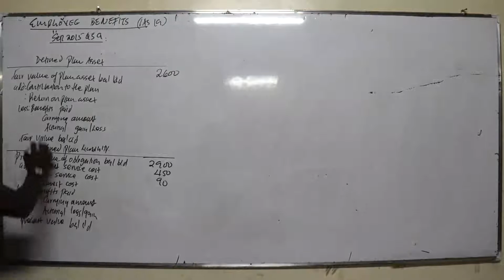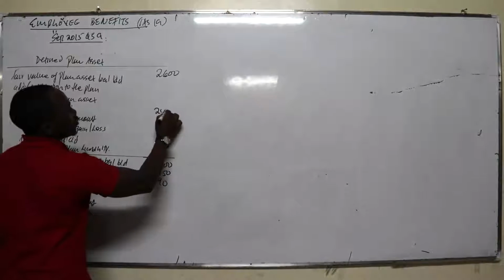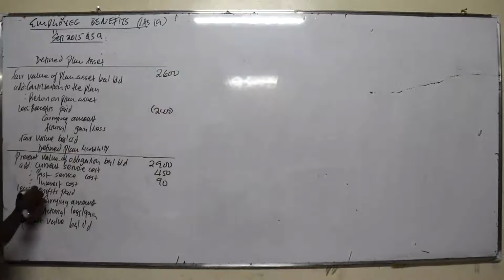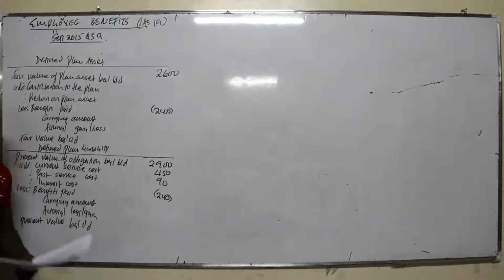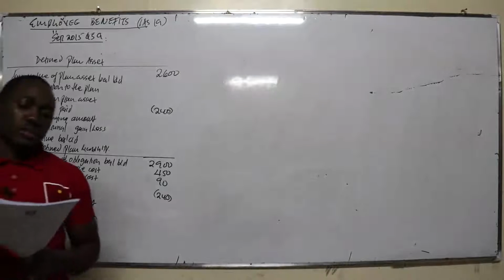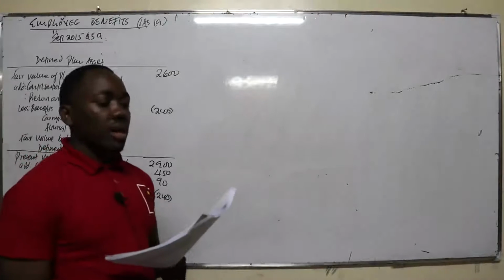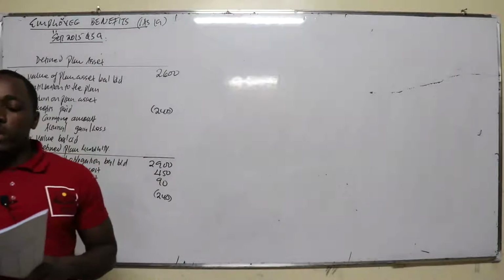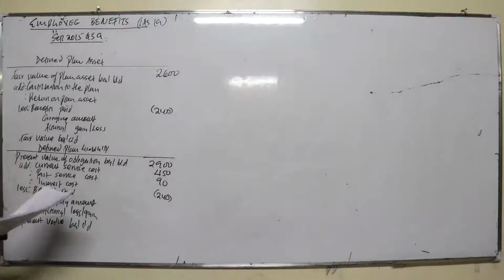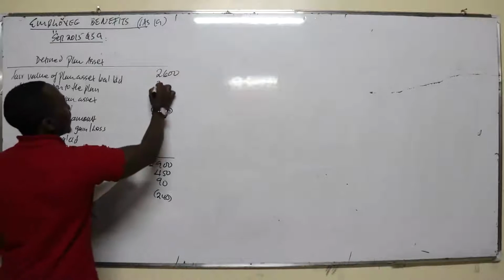Good. We say that you deduct the benefits paid, 240, from both the asset and the liability. The pension plan paid 240 on 1st December 2014. And on the same date, Volta Limited paid 730 in contribution to the plan. So contribution to the plan was 730. Good.